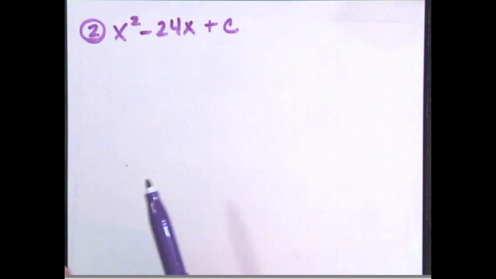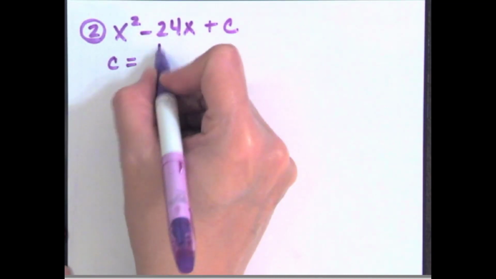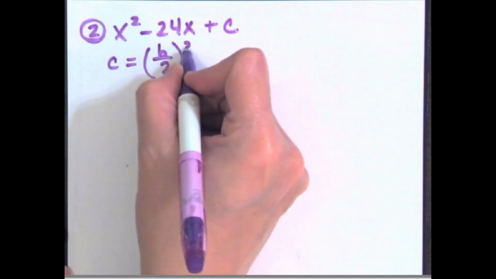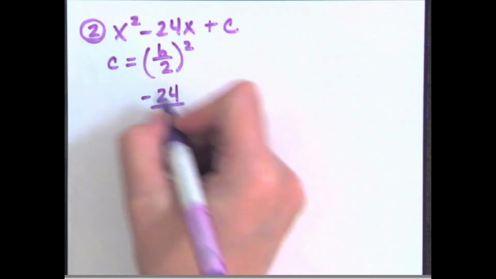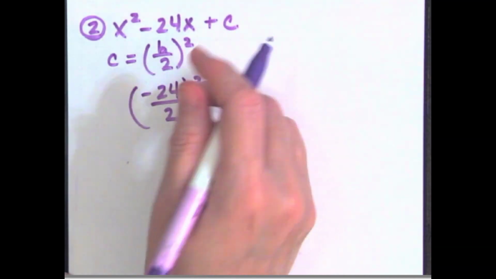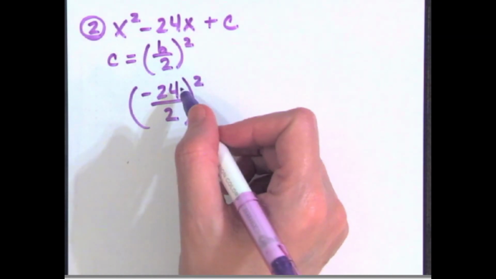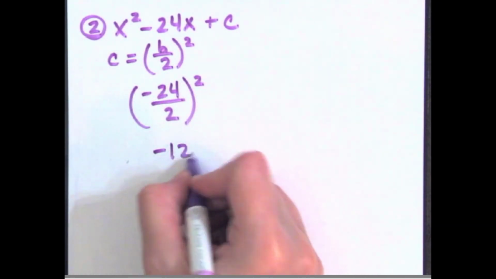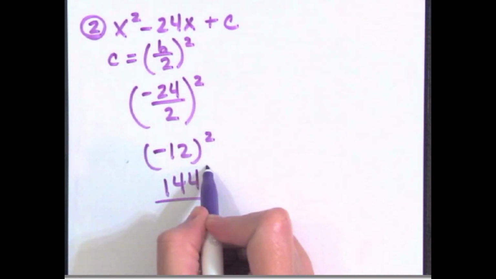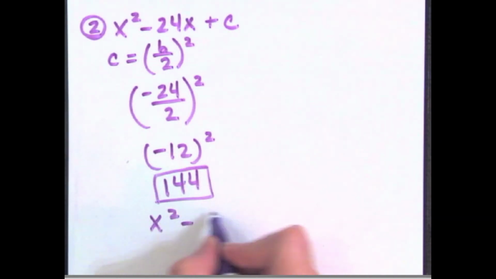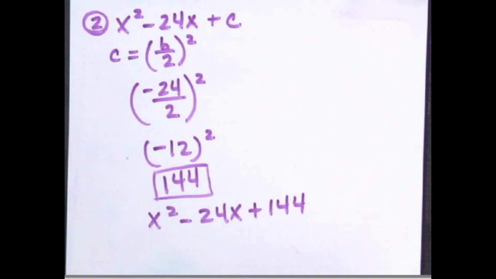So in number 2, we have the same directions. We're still trying to complete the square, so we're looking for C. And remember, our rule is b over 2 squared. B is in front of x, so that will be negative 24 divided by 2 squared. Negative 24 divided by 2 is negative 12. And negative 12 squared is 144. So that would be our C. And if we wanted to rewrite the trinomial, we just add plus 144 at the end.